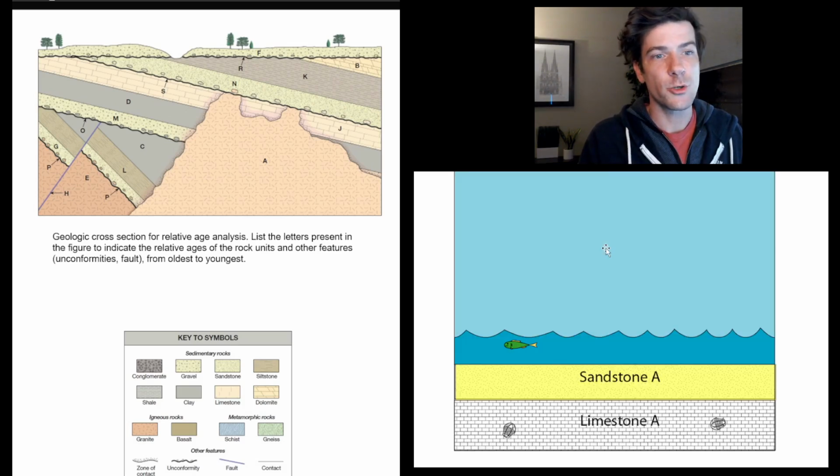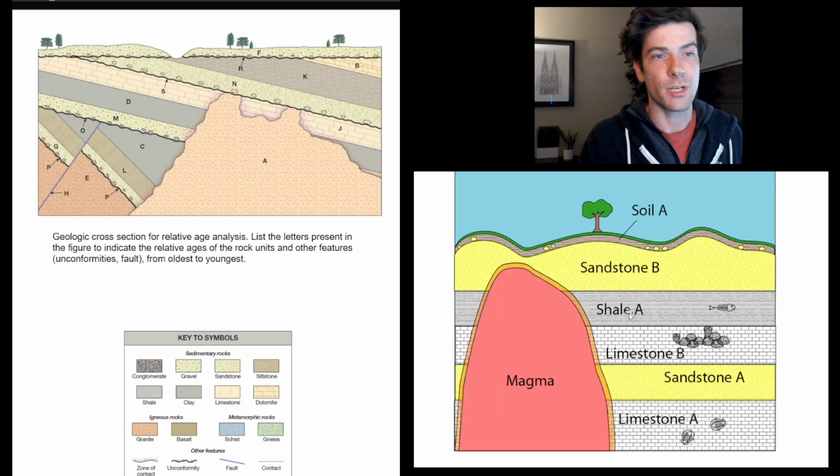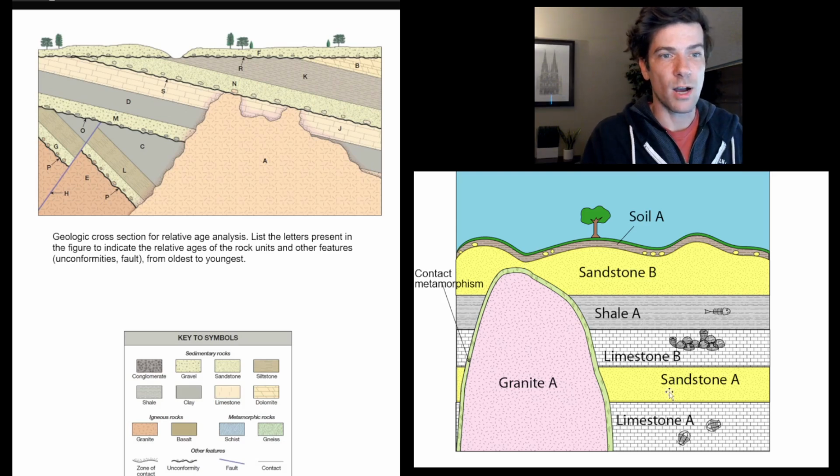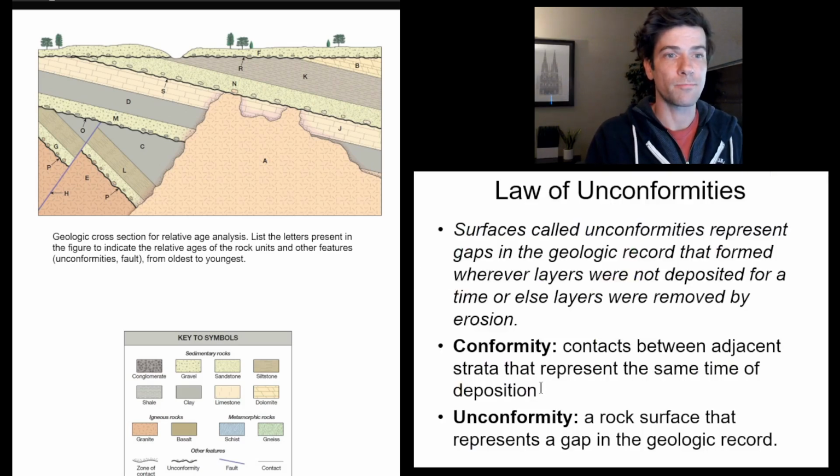Okay, intrusions are another example of a cross-cutting relationship, and we made a point to talk about this zone of metamorphism here, contact metamorphism, that can give you an idea of whether these rocks were deposited around a body of granite, or if this body of granite was intruded into the rocks that surround it.